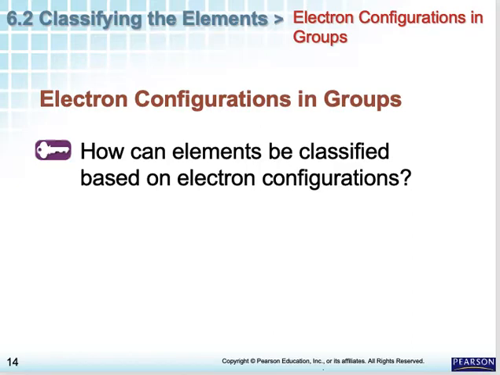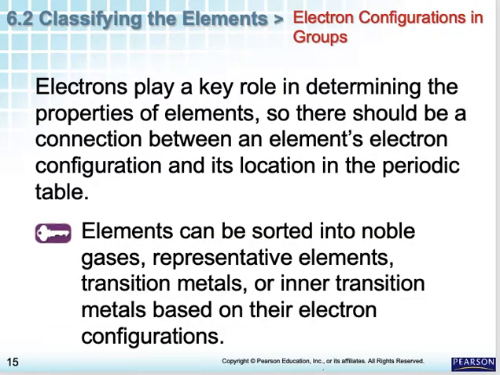Electron configurations. Luckily for us, everything in the same group has the same ending configuration. So if it's in group 1, it ends with a 1s electron. But the number out in front will change from 1s to 2s to 3s as you go down, because it'll be in a different row of the periodic table. So, electrons play a key role in determining the properties of elements. So there should be some connection between the element's electron configuration and its location on the periodic table, because that's how they react.